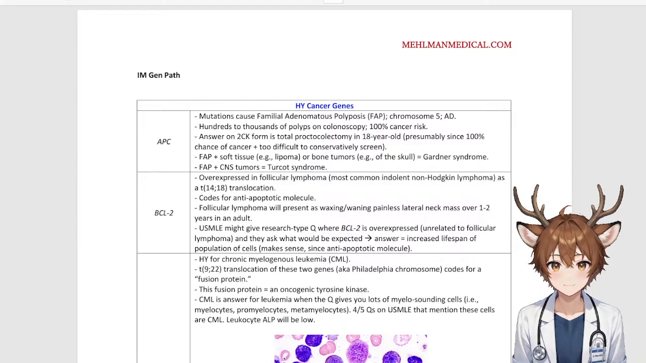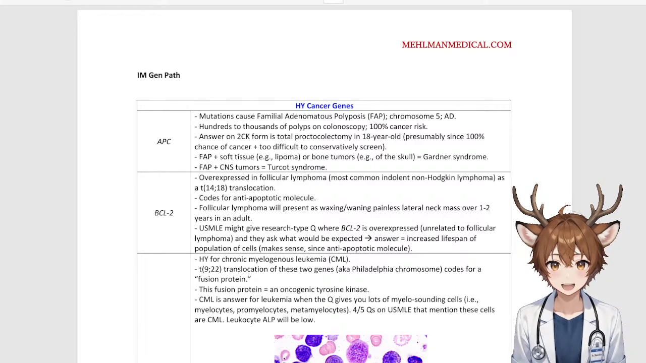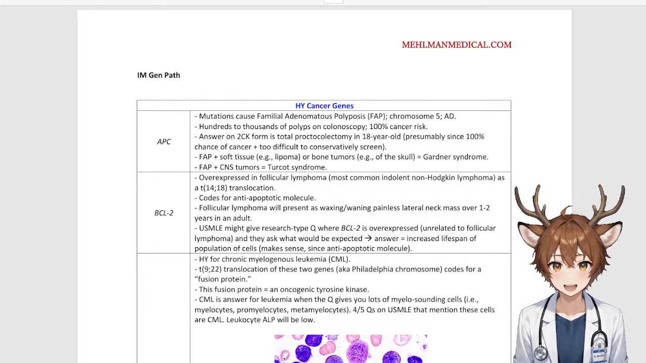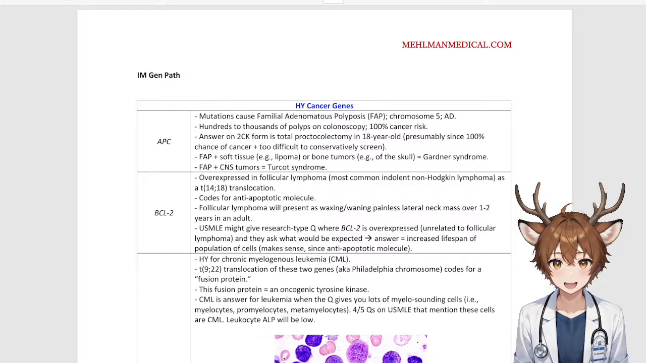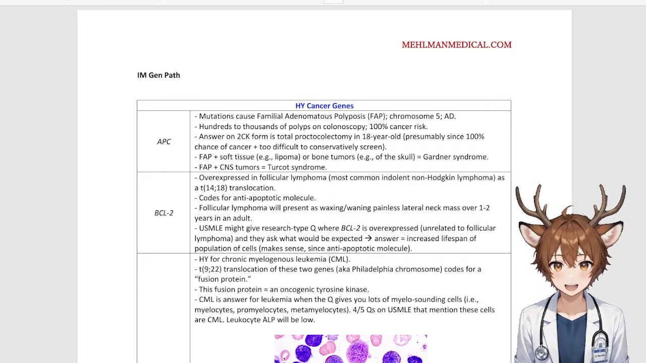FAP plus soft tissue lipoma or bone tumors, that is to say of the skull, equals Gardner syndrome. FAP plus CNS tumors equals Turcot syndrome.